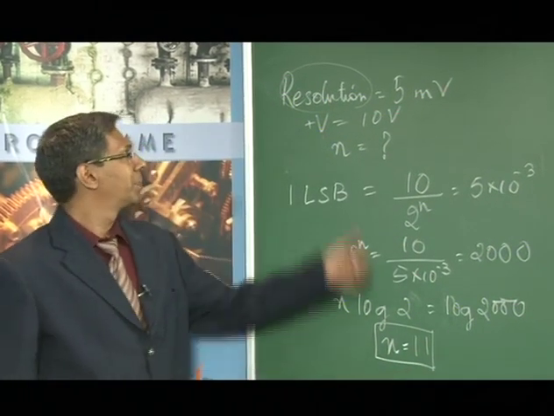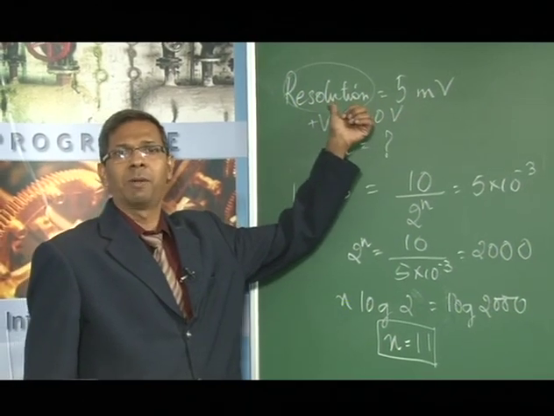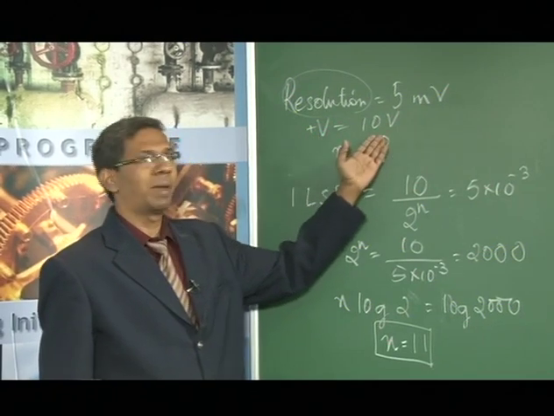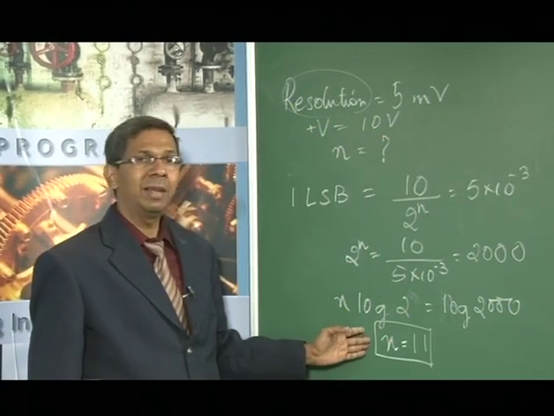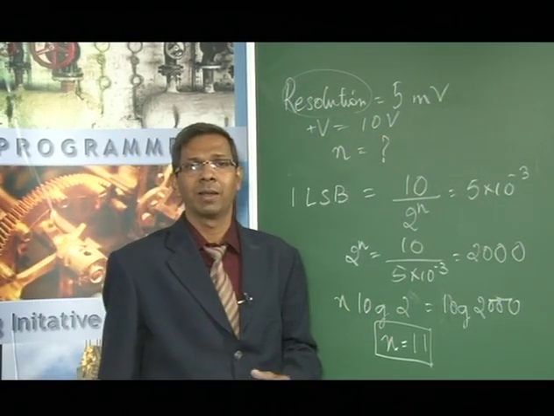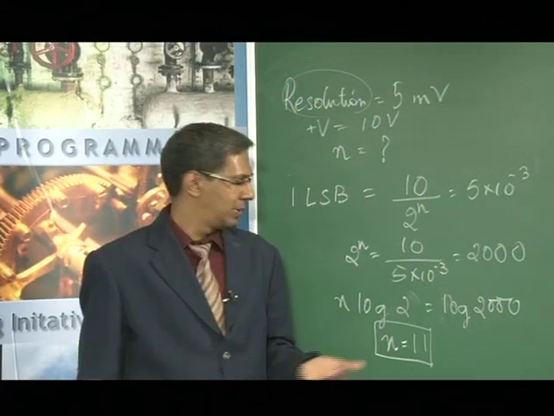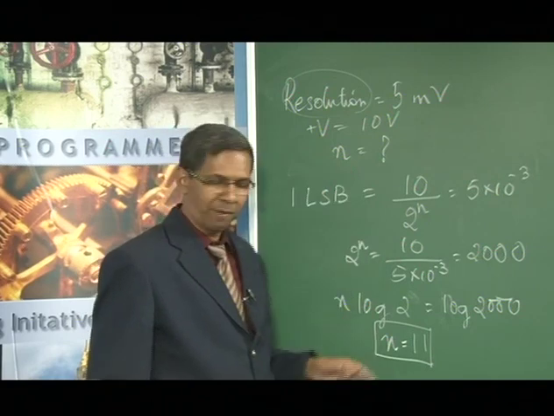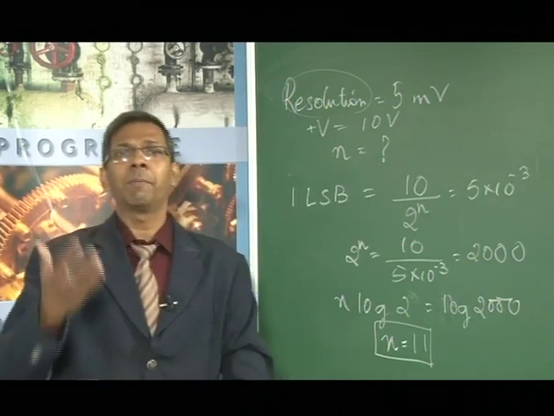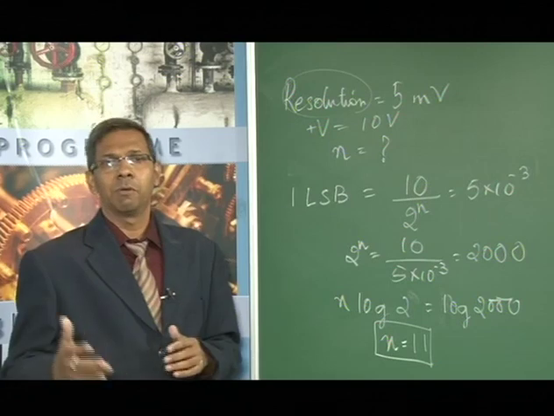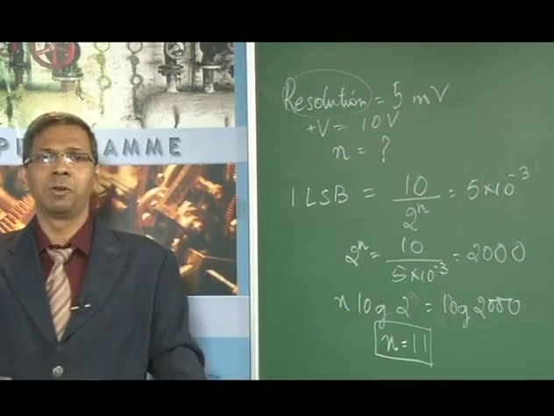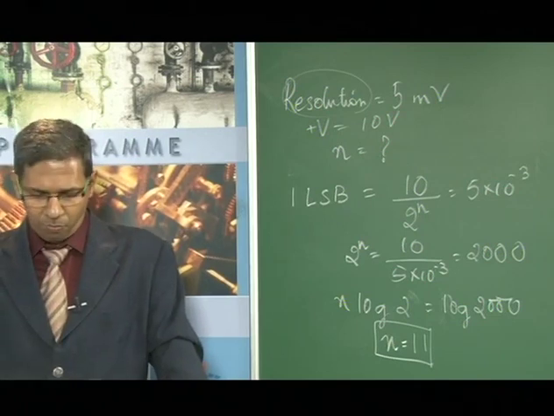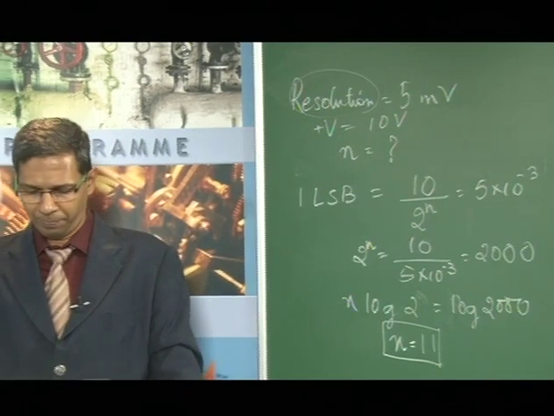So this particular problem statement, wherein they gave us a resolution of 5 millivolt and a supply voltage of 10 volts, is actually yielding us a converter which is of 11 bits. The design problem was finding the value of n, and we could find the value of n. In this way we can go back and forth and eventually determine the resolution, or given a resolution, find the bit size of the converter.